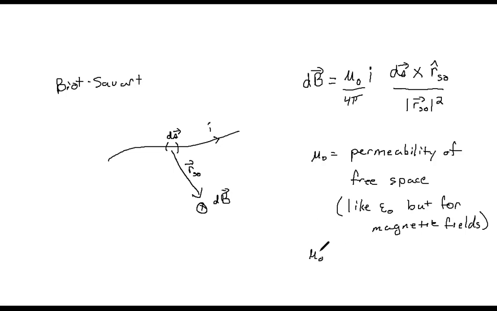Numerically, mu naught equals 4 pi times 10 to the minus 7. And the units on this are kind of wonky. It's Tesla meters per amp. Okay. So that's the permeability of free space. Just a number.